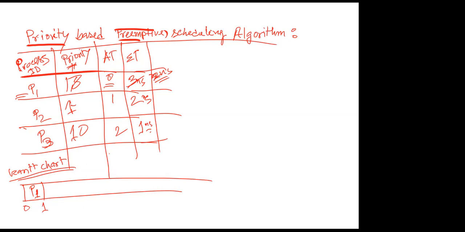Then your operating system will check how many processes are inside the RAM now. After 1 nanosecond, this process has already arrived. This one has not arrived yet because it will arrive at time unit 2. Now two processes, P1 and P2, are inside the RAM. Among these, P1's priority number is 18 and P2's priority number is 1. Here you consider the lowest number as the highest priority, so P2 is currently the highest priority.